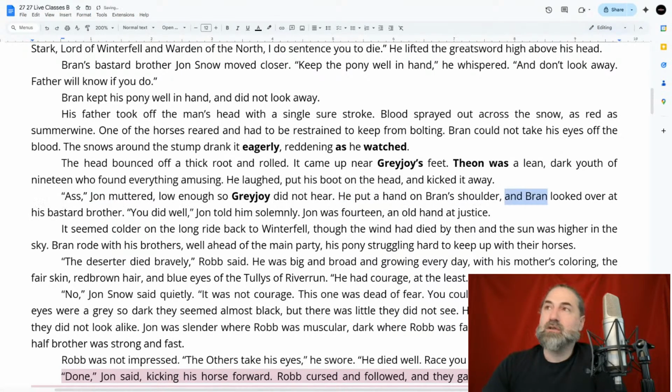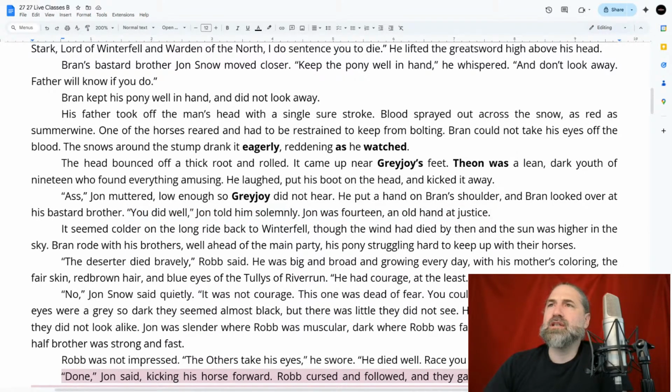So Bran, this is two different moves also. He put a hand on Bran's shoulder and he looked over, right? It would be confusing. Is he connected to Jon or Bran? So it's stronger and quicker to just use Bran. Looked over at his brother. You did well, Jon told him solemnly. He used that word twice so far.